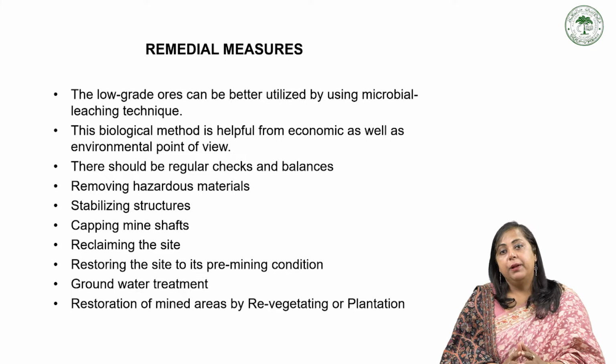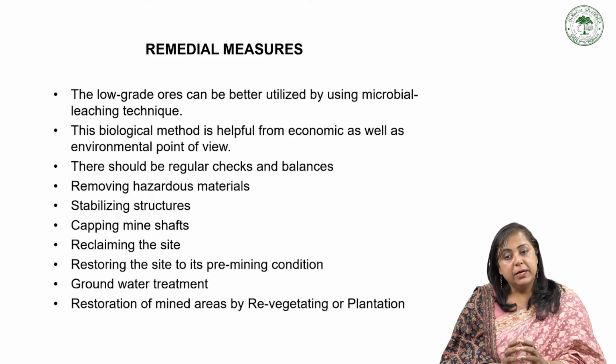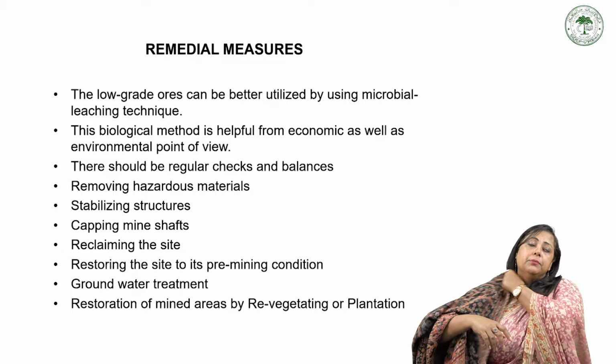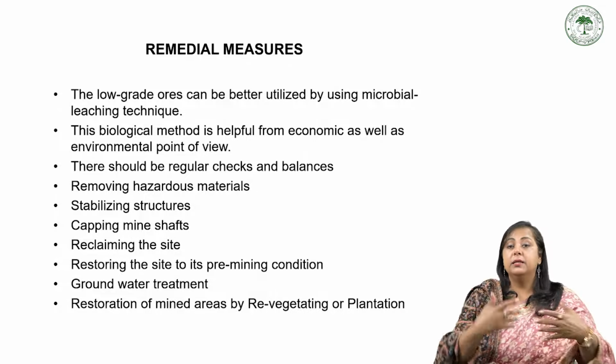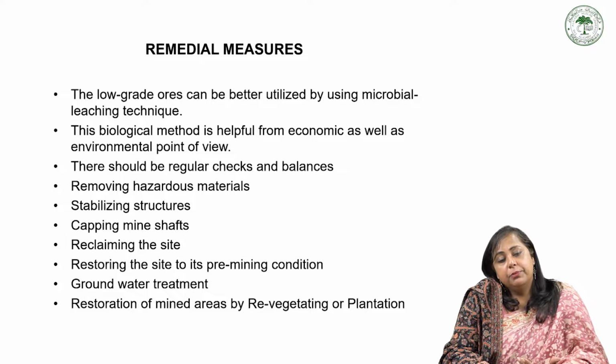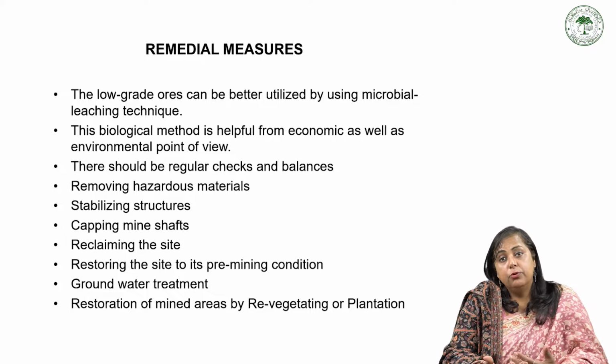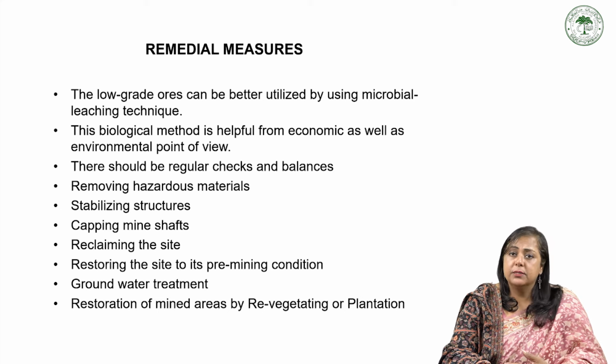Ultimately, plantation is the best option, and we should do the maximum plantation. But in some cases the company says we have done the plantation. One of the companies in the mining site says we have done more than 80,000 plants, but unfortunately they encourage the plantation of exotic species like eucalyptus.